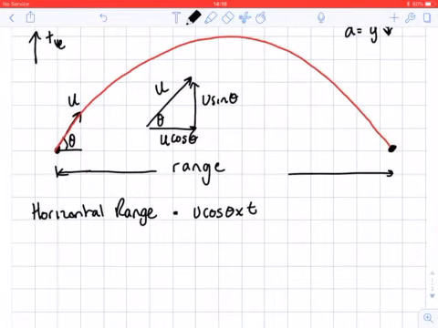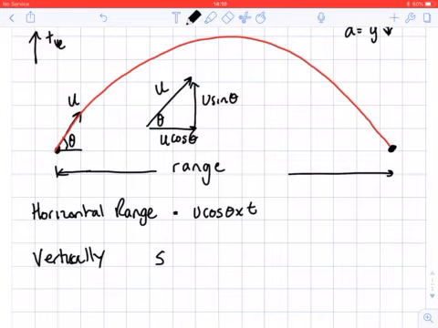Now, obviously, we know what u cos theta would be if we knew u and theta, but we wouldn't know the time taken to go from initial projection to the end of its flight. But we can get that from the vertical components. So if I look vertically, we can actually employ a Suvat equation here to find the time taken for it to be projected from its start point to the end.